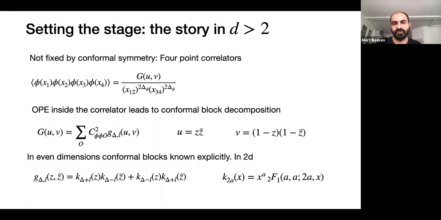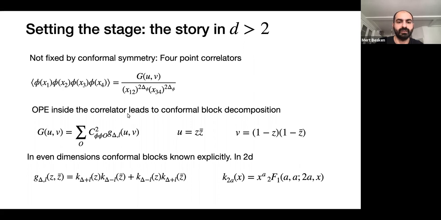So to set the stage, the story in D greater than two or in D equals two with global blocks, as we all know, two and three point functions are fixed by conformal symmetry, four point correlators are not. Here I'm displaying a four point correlator of identical scalars. U and V are the cross ratios, and this G can be an arbitrary function of these cross ratios.